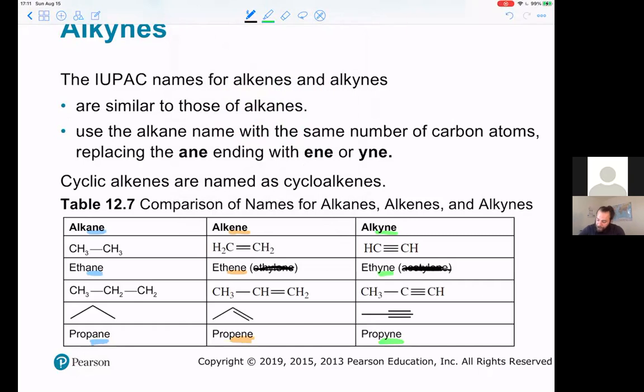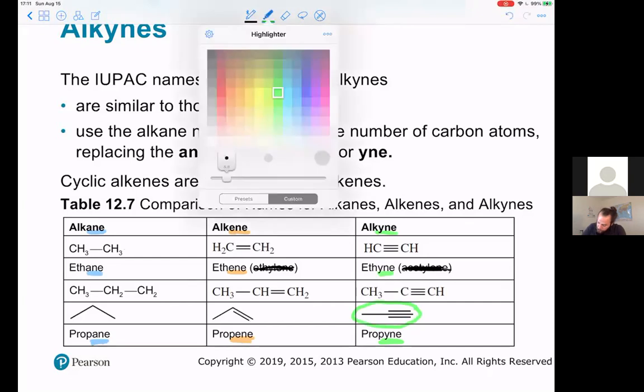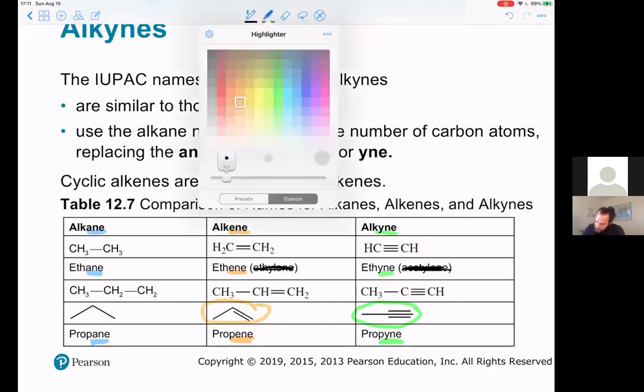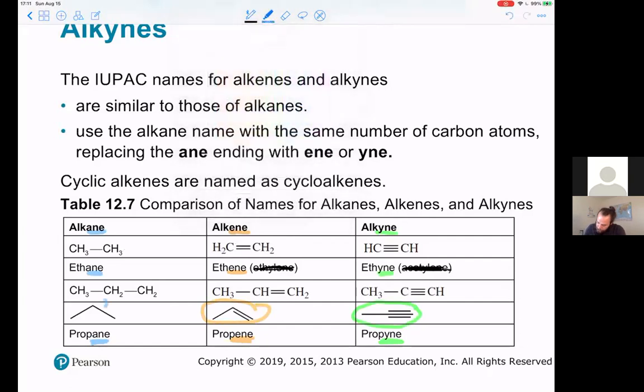Okay, and also the other thing I wanna point out is the bond line structure and how that's now linear for the alkyne as opposed to the alkene or the alkane. Okay, but we keep those same prefixes, which tells you the number of carbons. We just change the ending.